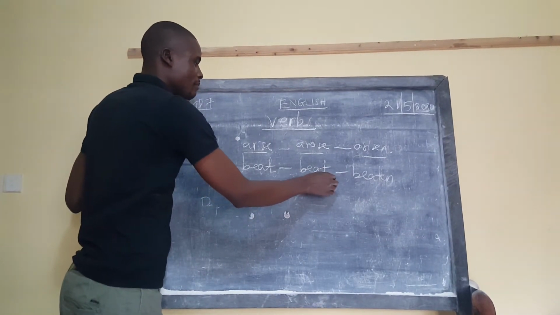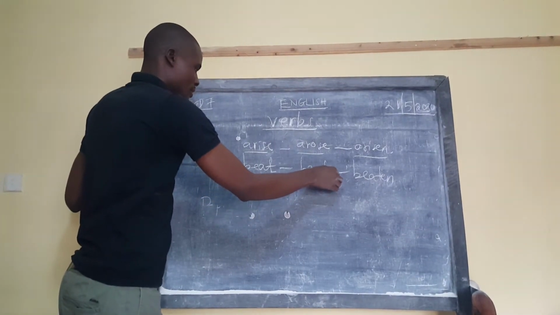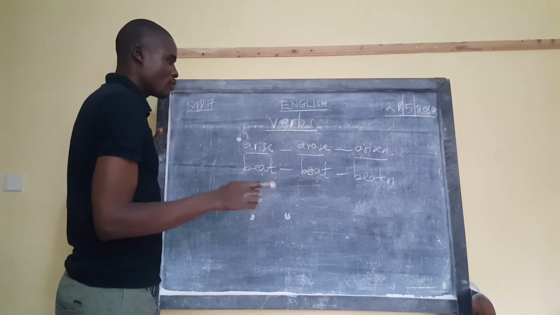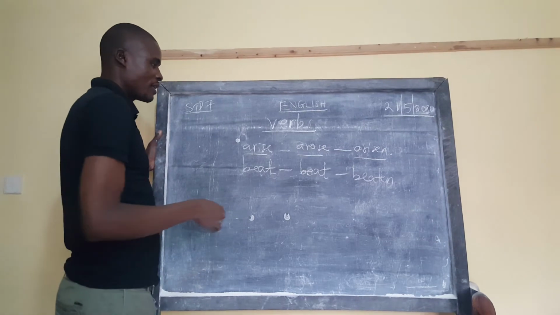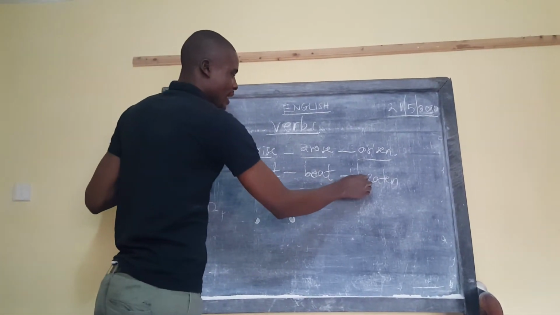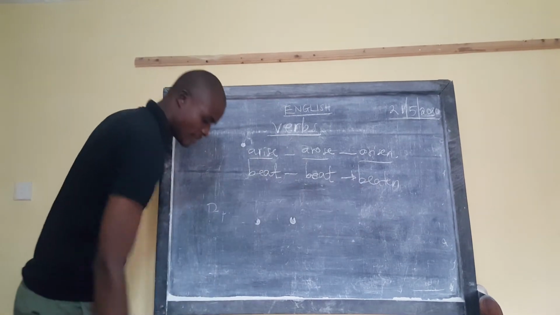Mother beat me yesterday. She just beat. Some people normally talk of bet, but you can't say bet. They just say beat. Mother has beaten me, in the past participle.